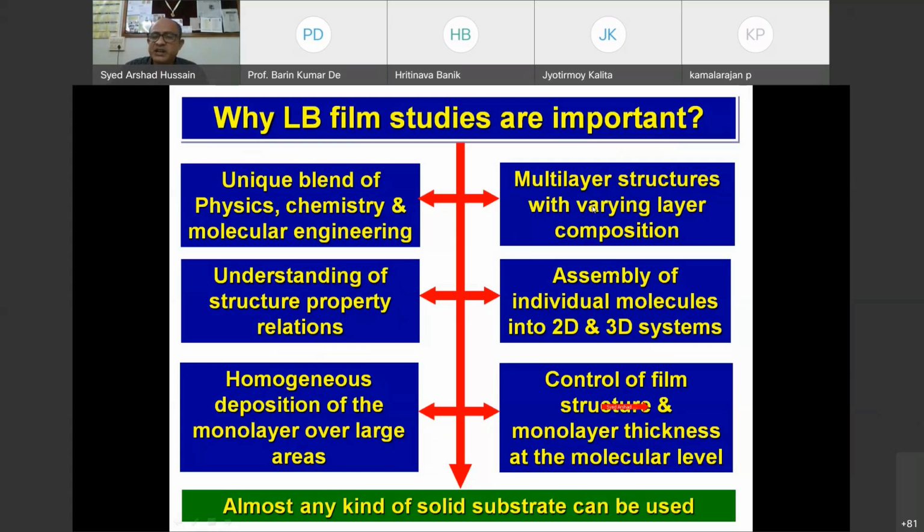You can have multi-layer structures with varying layer compositions. That means you can use more than one molecule: one molecule, one layer, then another molecule, another layer. In this way, you can have your desired structures. You can have two-dimensional structures, and at the same time, three-dimensional structures also. And the main important thing is that the technique gives you intrinsic control over the organization of your material, and that means control over the properties of your materials organized in thin films. And you can organize your materials on almost any substrate using this technique. So these are some of its importance.